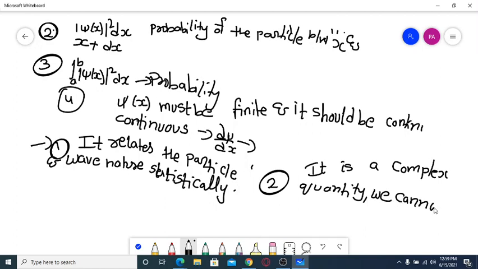So by this particular aspect you can have the information. This is a probability. Why are we using probability? Because it is a complex quantity, we cannot measure it. So that is the reason that we are using probability here. So here we started with the probability concept, the properties of the wave function, and then we went on to the significance of the wave function.